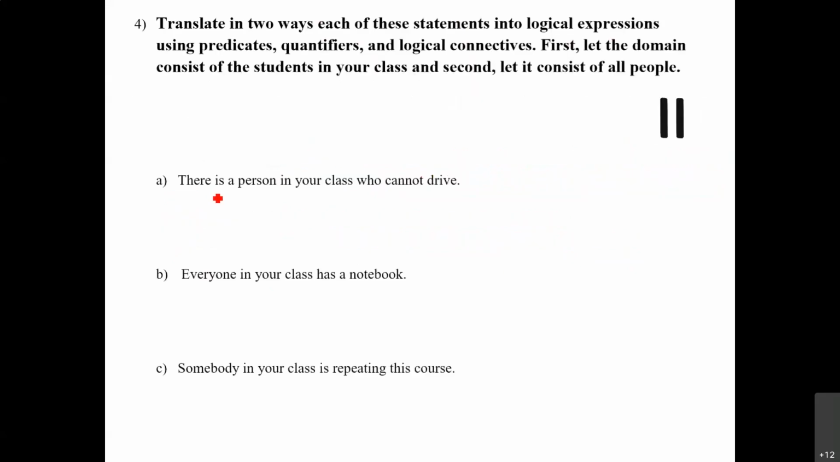Now, if you remember, this symbol means you're about to try to do this exercise. But first, let me do part A with you, and then you can try to solve part B and part C. So this would be a good point to try and get some papers because we are going to need them today. Translate in two ways each of the following statements into logical expressions using predicates, quantifiers, these are your for every and there exists, logical connectives, or and implication.